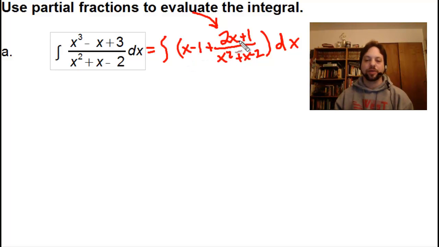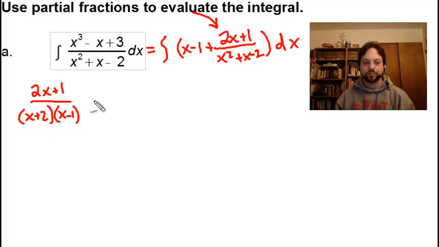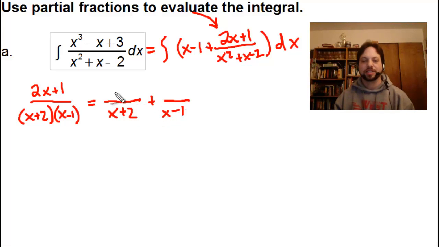So, we need to realize that this does factor right here. In fact, if I factor it, it'll factor into x plus 2 and x minus 1. What I want to do for each linear factor, which are x plus 2 and x minus 1, is assign each of those a constant numerator so that it looks something like this. Now, if I go through and multiply by my x plus 2, x minus 1, that would eliminate all these fractions, and it would actually just leave me with 2x plus 1 on the left side.